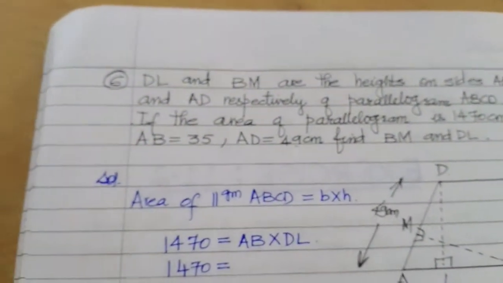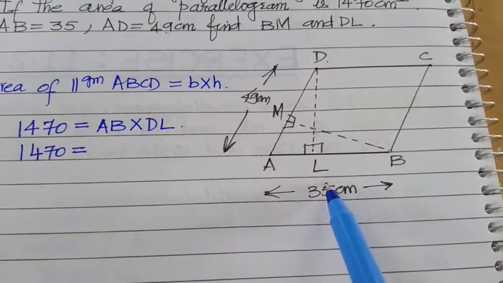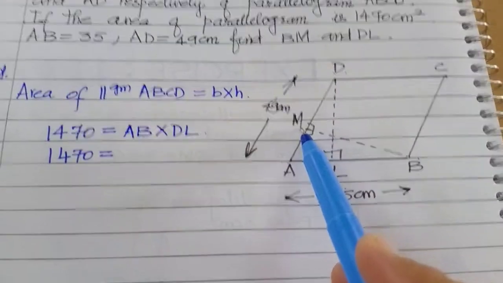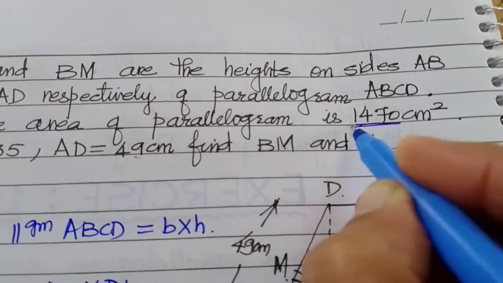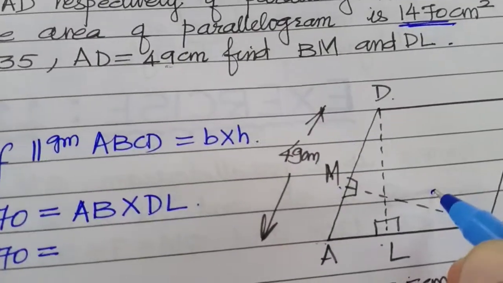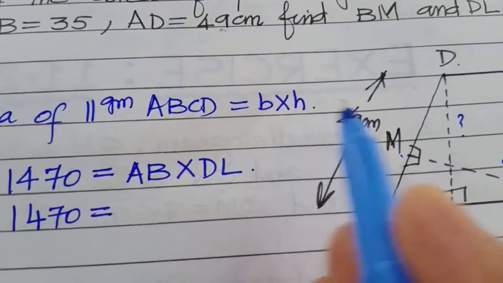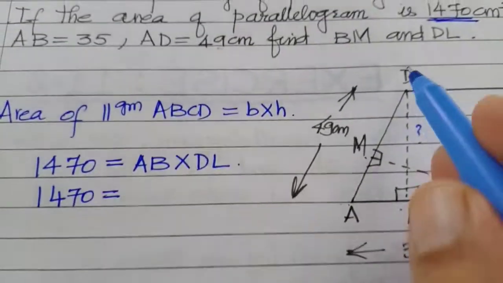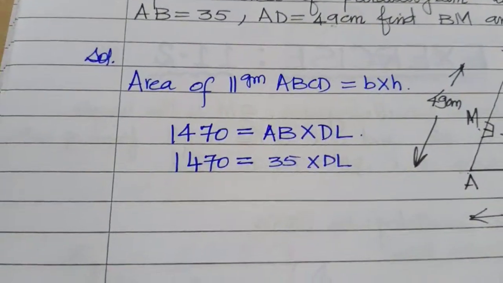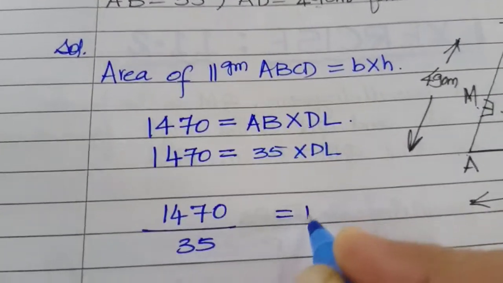Question number 6. It's again given that ABCD is a parallelogram. AB is 35, DL is an altitude on it. If I take the base as 49, the altitude is BM over here. And they have given that the area of parallelogram is 1470 centimeter square. They're asking us to find out BM and DL. So we know that area of parallelogram is equal to base into height. If I take the base as AB, the height will be DL, and AB over here is 35 into DL. So 1470 by 35 is equal to DL.